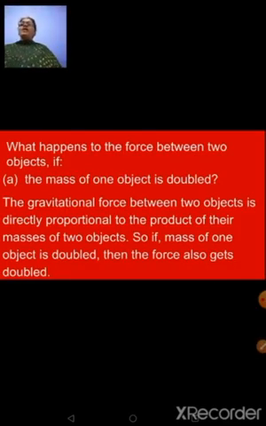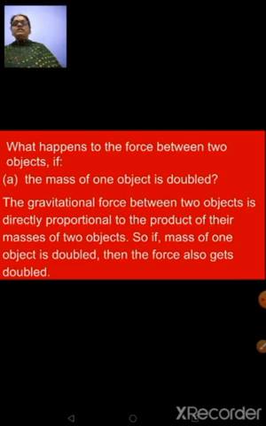See, what happens to the force between two objects? They have given you three conditions. First condition is the mass of one object is doubled. So what will happen to the force between two objects if the mass of one object is doubled? You know this formula. F is equal to G, capital M into small m upon r square. Two objects means we'll assume it as m1, m2. So F is equal to G into m1 m2 upon r square.